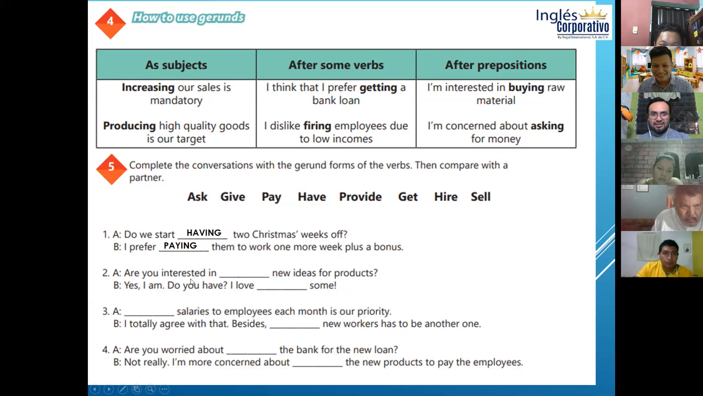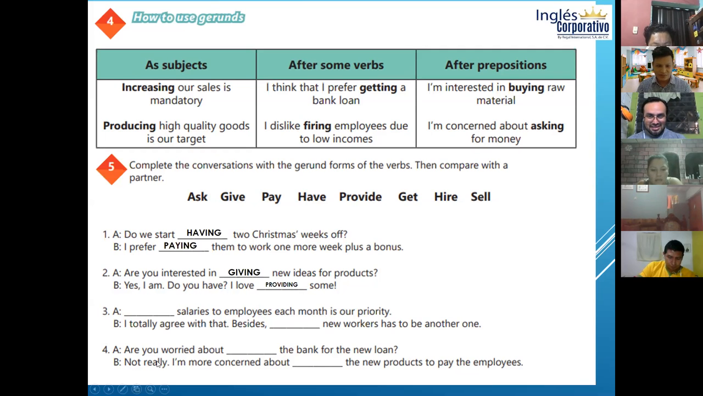Okay, who wants to do it? Are you interested in giving? Providing. Providing, giving, okay. Okay, let's see. Giving, right? Yeah, that's good. What about the answer? Yes, I am. Do you have? Program. I love. Program. With ing at the end. Getting. The last one that you said, Fabricio. Providing. Okay. Providing. Good. Really nice. Number three.